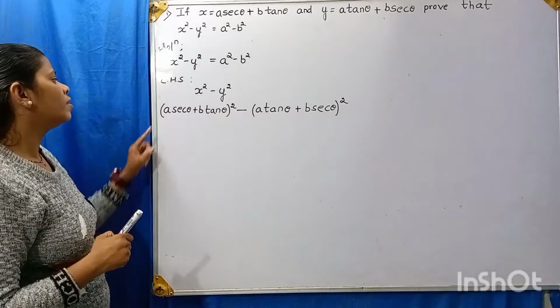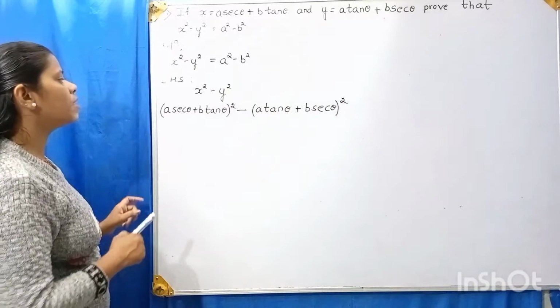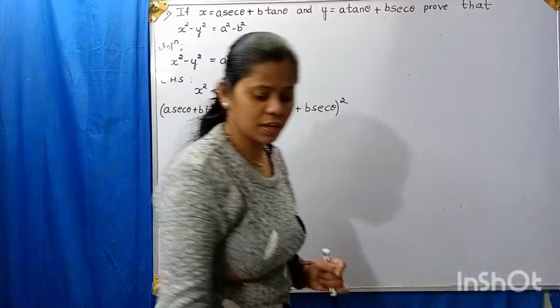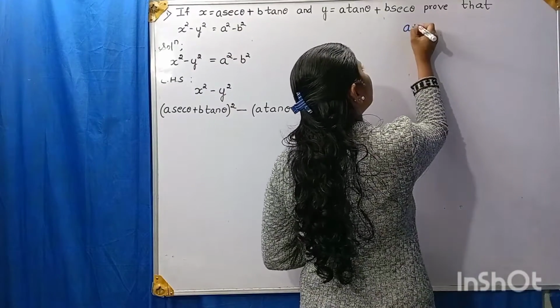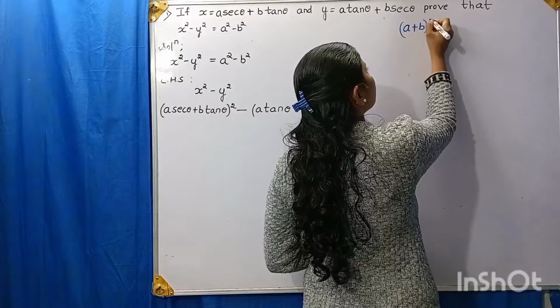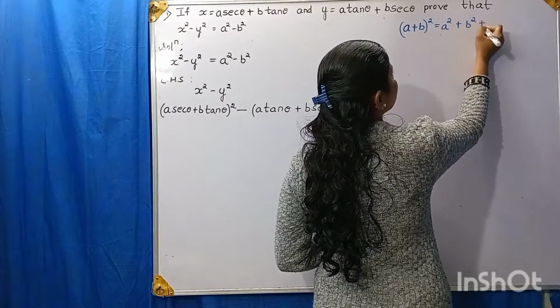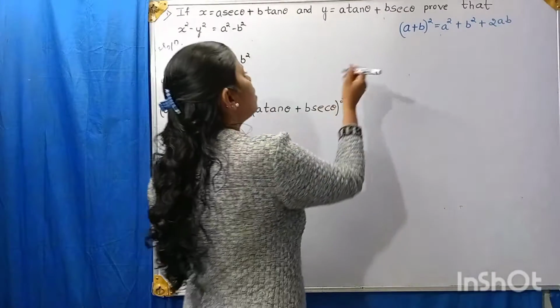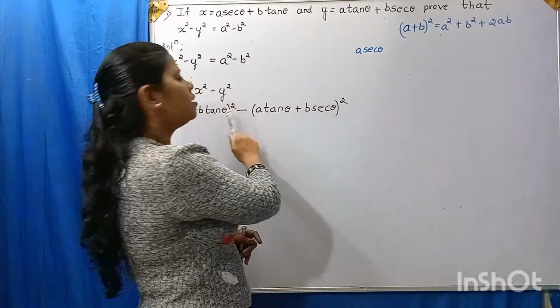Now, a plus b the whole square. What will it become? It is in the form of a plus b the whole square. A plus b the whole square formula we know, right? A plus b the whole square is what? A square plus b square plus 2ab. Now a secant theta plus b tan theta the whole square.